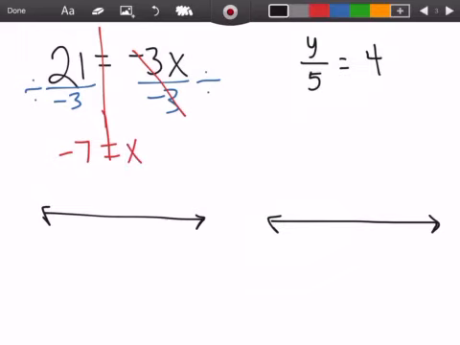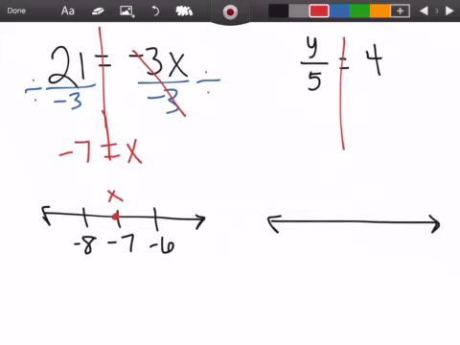So whenever I graph this, remember I need 3 numbers. So negative 7, a number higher than negative 7 is negative 6, and lower is negative 8. I put a dot on negative 7 and label it x. Alright, on the other side, y divided by 5 equals 4. Since y is being divided by 5, the opposite of that is to multiply by 5. Multiply by 5, both sides. Right, on this side, these 5's cancel, and y equals 4 times 5 is 20.